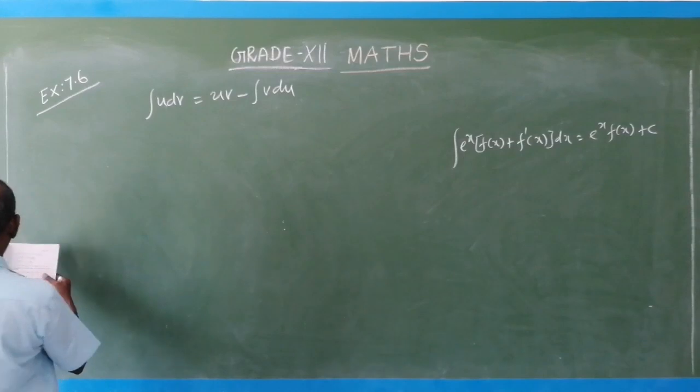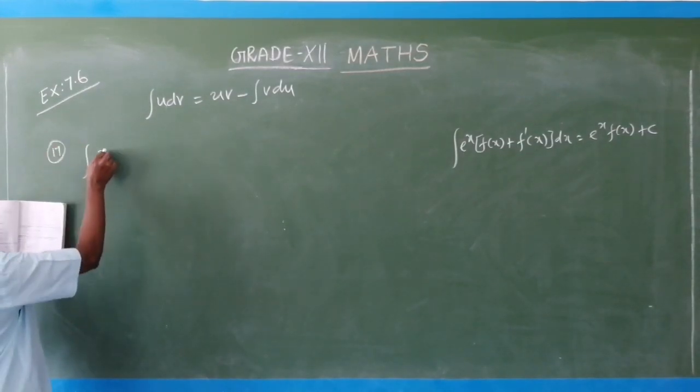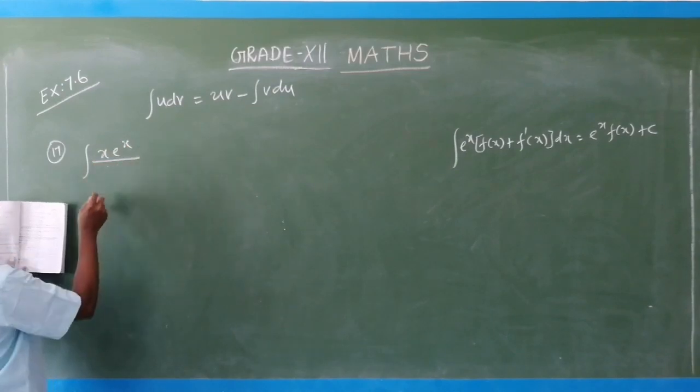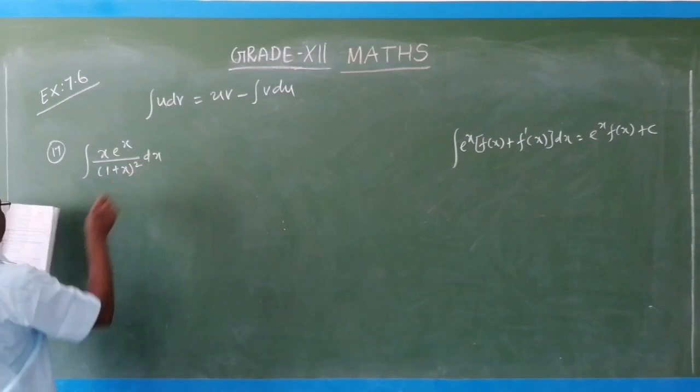Question number 17. Integral x into e power x divided by 1 plus x the whole square into dx.